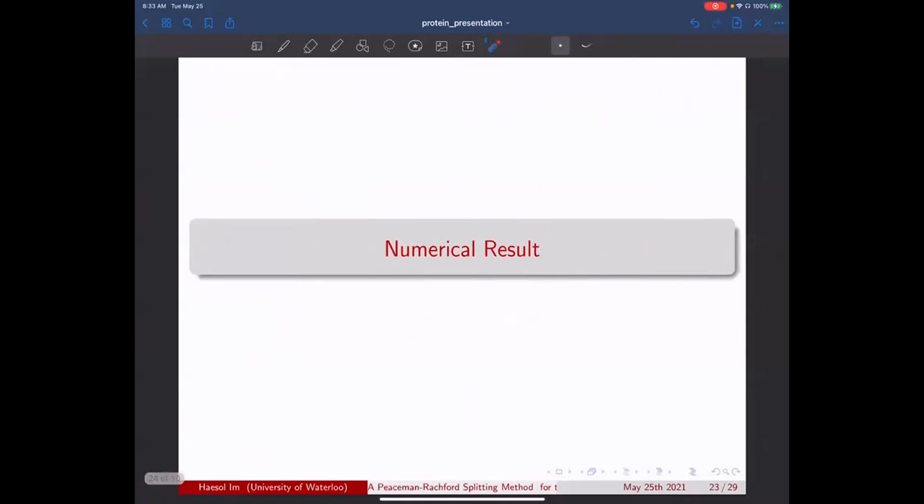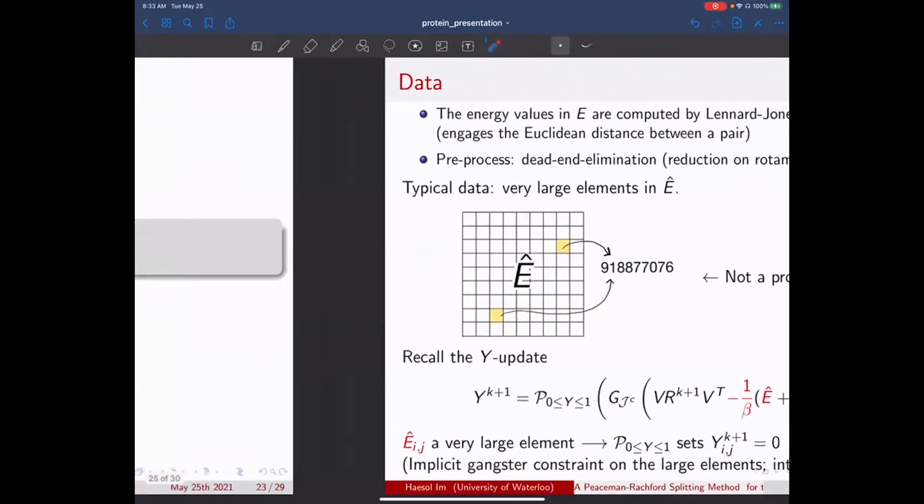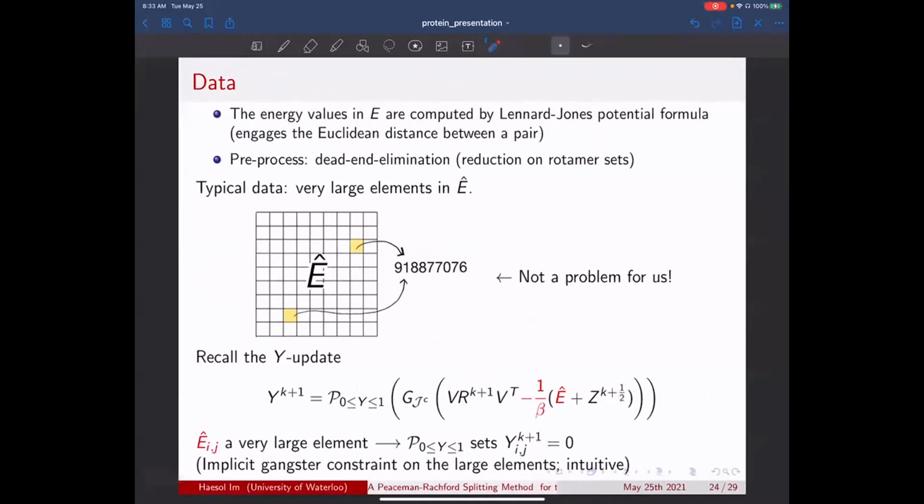Okay, for the rest of the talk, I'll present the numerical results. This is how we obtain the data. The energy values in the matrix E are computed by the Lennard-Jones potential formula. What this formula does is it takes the Euclidean distance between a pair of candidates, those rotamers, and some preprocessing was done, which is called dead end elimination. What dead end elimination does is it reduces the cardinality of each rotamer set.